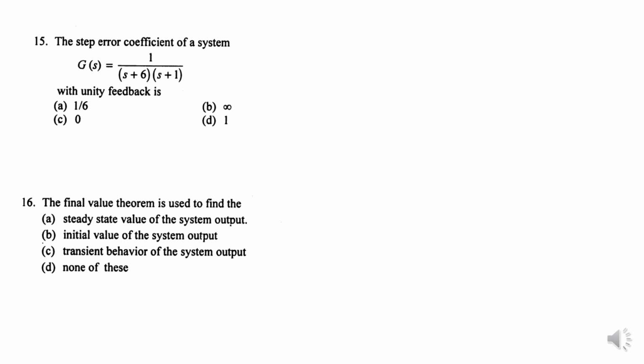Next, the step error coefficient of the system G of S is equal to 1 by S plus 6 into S plus 1 with unity feedback. First of all, we should know what is the step error coefficient. This is the positional error constant Kp. This is the step error coefficient. The ramp error coefficient is Kv, the velocity error constant. I am going to find out Kp.